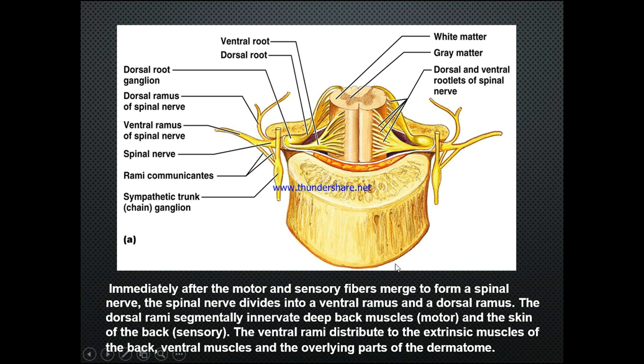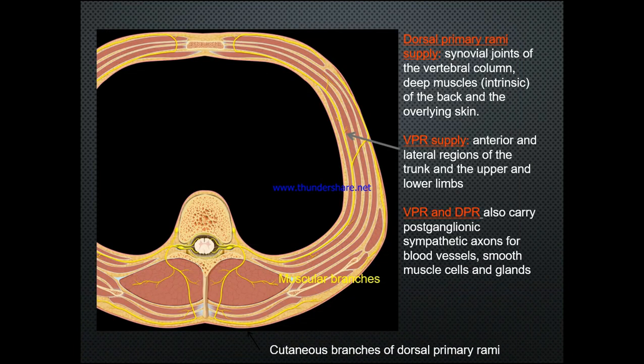So we have this important configuration, which we will break down into simpler concepts as we go through the next few lectures. So the dorsal primary rami supply the synovial joints of the vertebral column, the deep intrinsic muscles of the back, and the overlying skin. And the ventral primary rami supply the anterior and lateral regions of the trunk and the upper limbs. The VPR and DPR also carry postganglionic sympathetic axons for blood vessels, smooth muscle cells and glands.